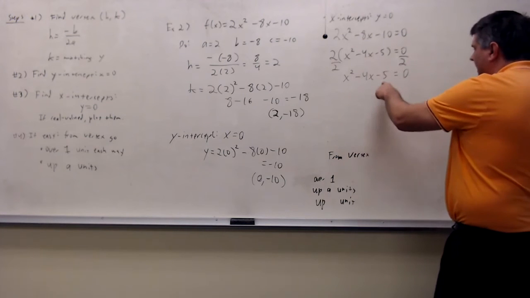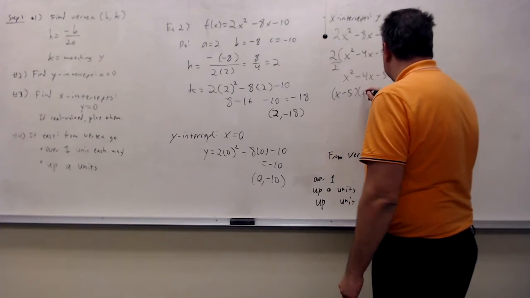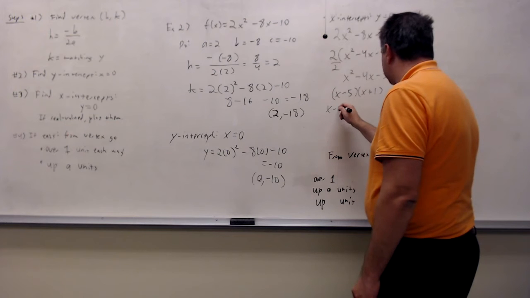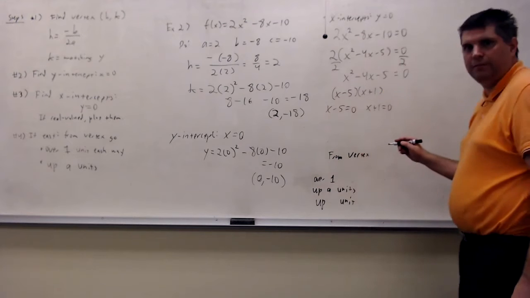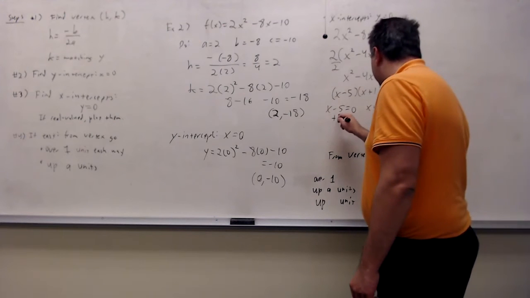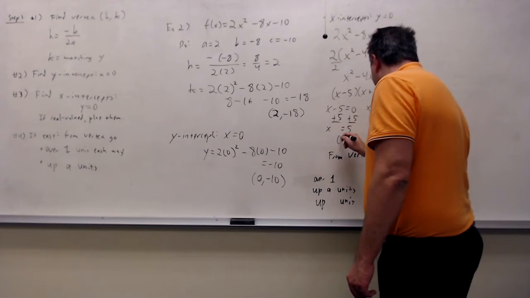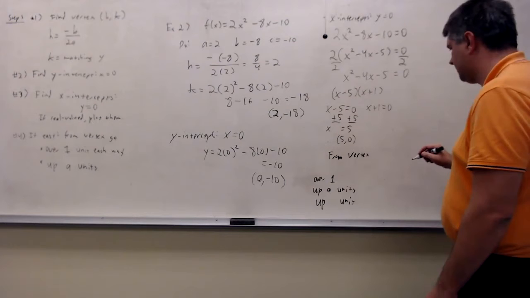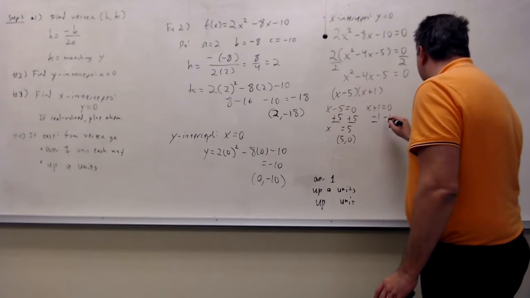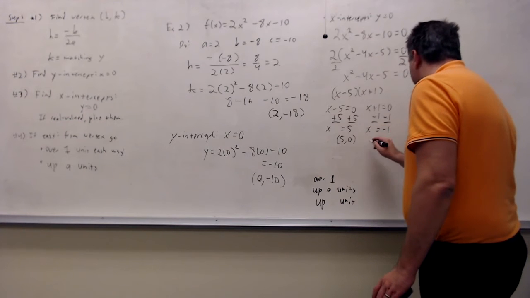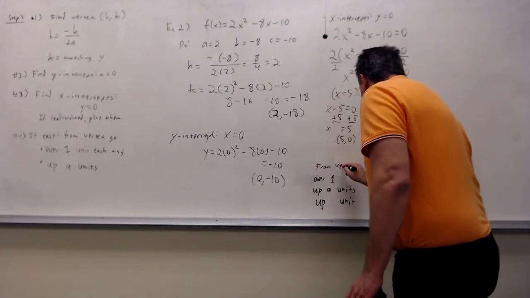The pair of factors of negative 5 that add to negative 4, they exist. It's x minus 5 and x plus 1. So x minus 5 equals 0, x plus 1 equals 0. Add 5, x is 5. So that point will be 5, 0. Subtract 1, x equals negative 1. So negative 1, 0.